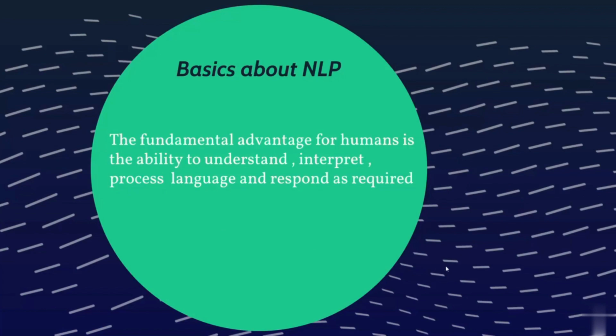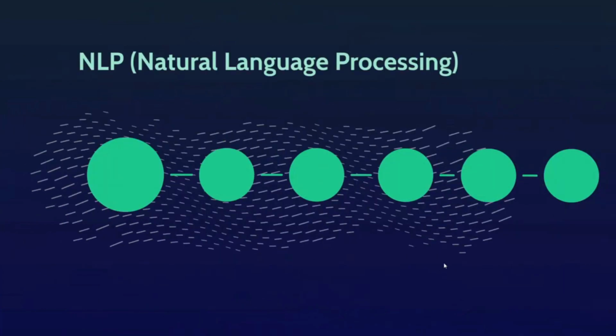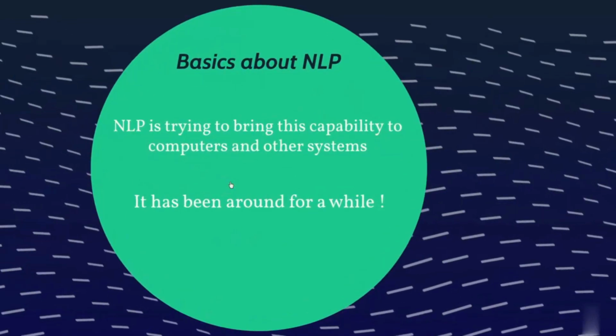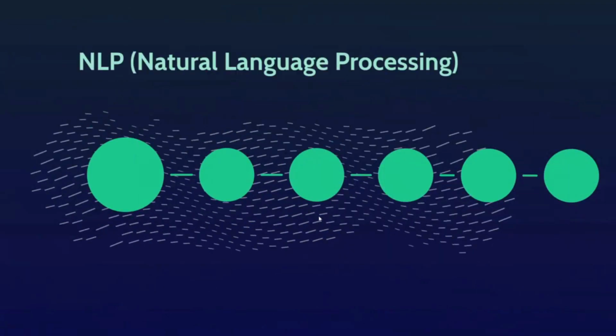Now, if computers have to become intelligent, then they have to master language, not one, but many. This is where NLP comes into the picture. NLP is trying to bring this capability to computers and other systems. Not so surprisingly, it has been around for more than half a decade.